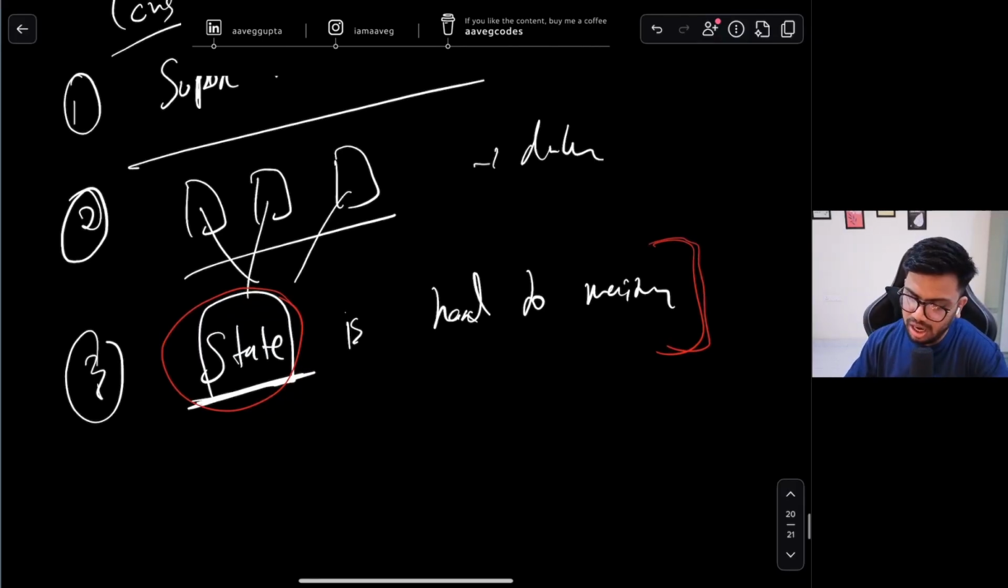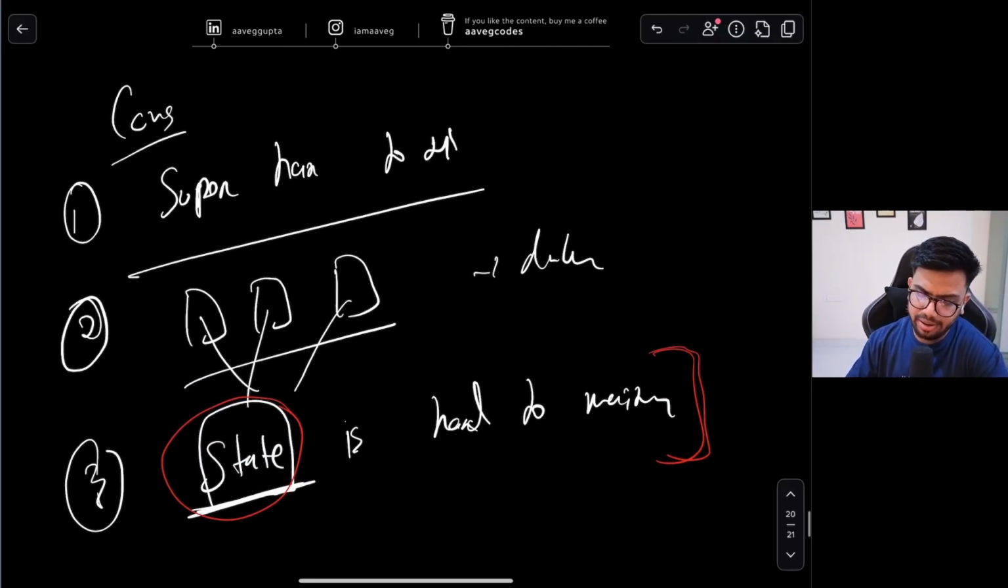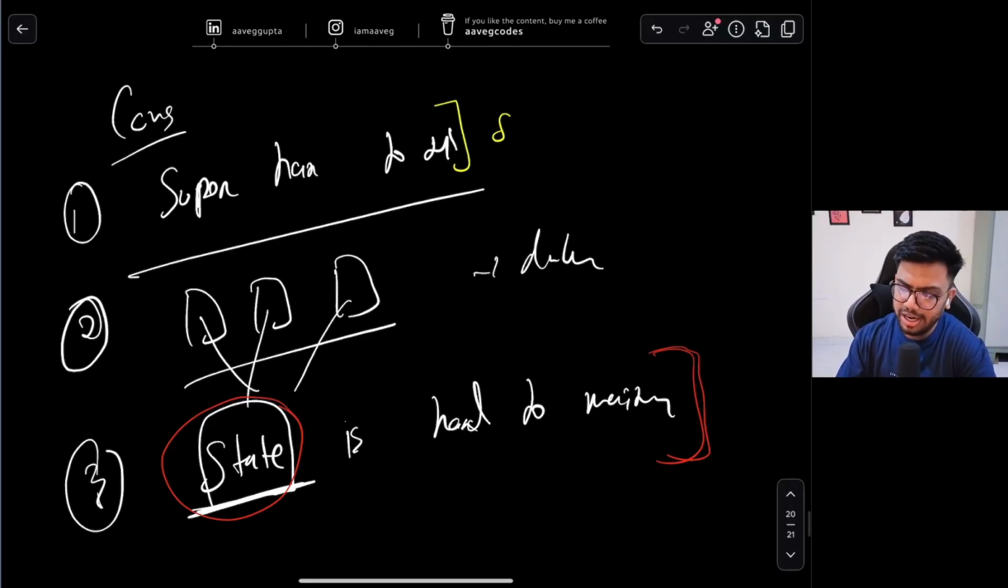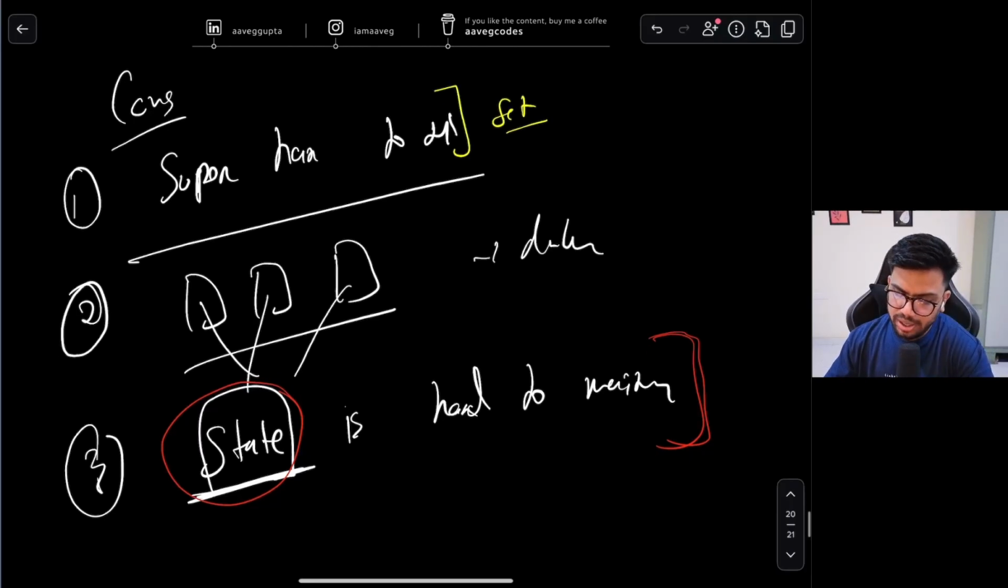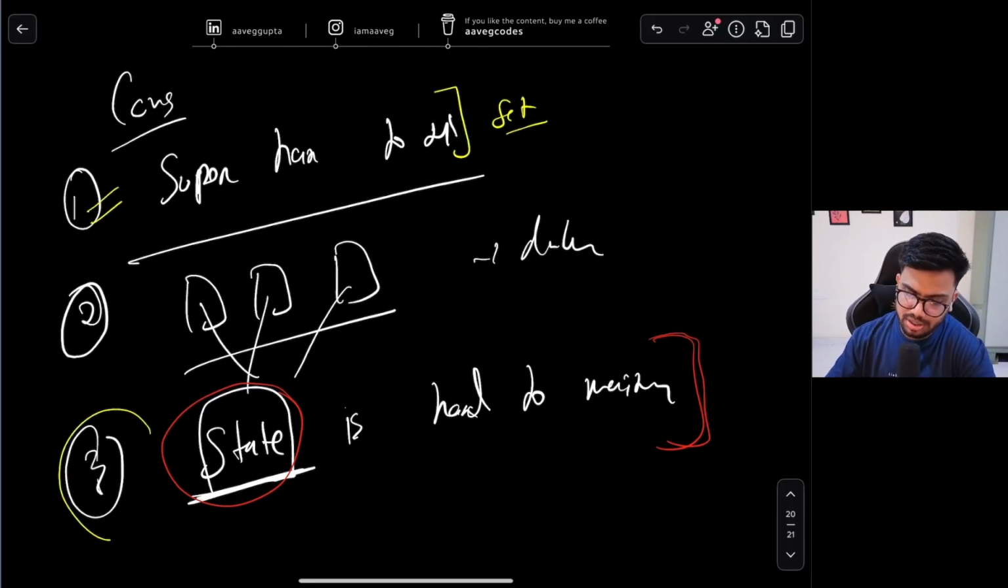Now, before starting the discussion on the state, I write one line here: it is super hard to set up or configure. But you know what? This point also depends on this third point, state. Now let's try to understand.